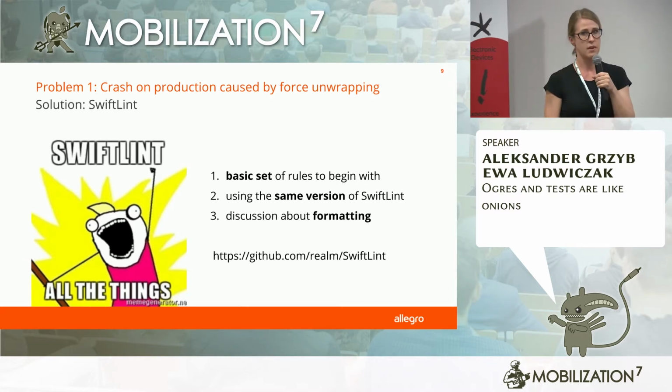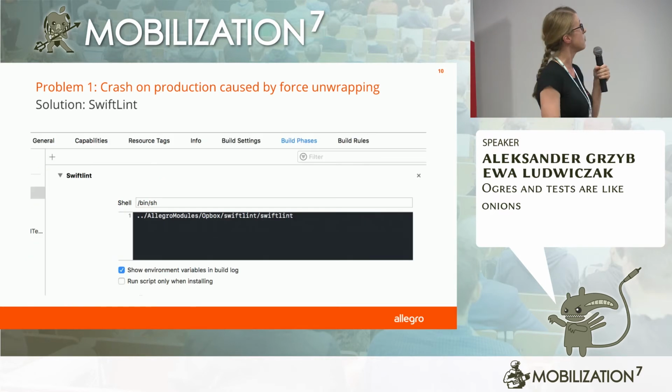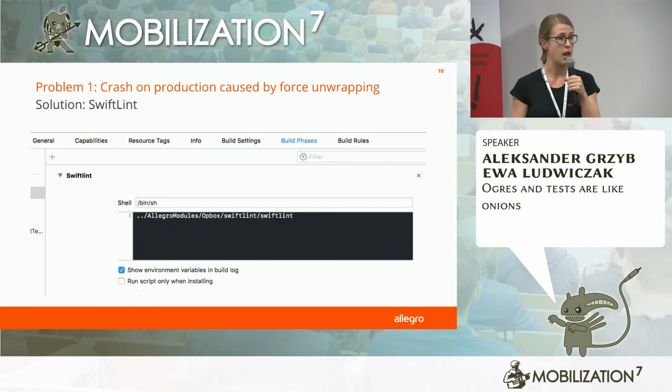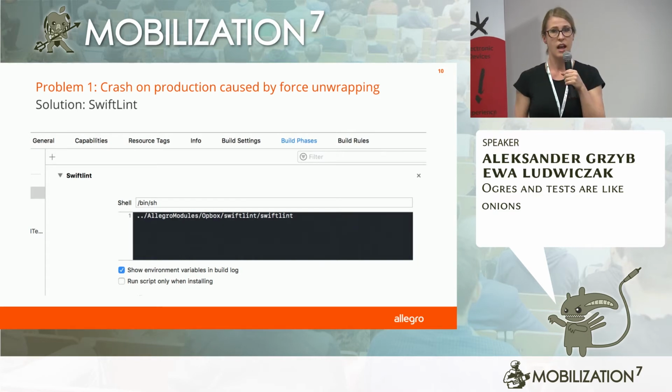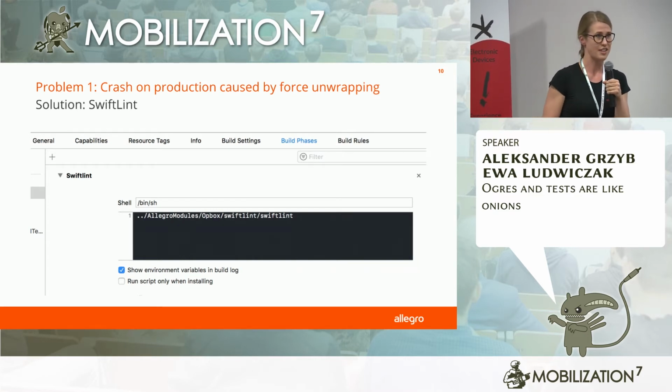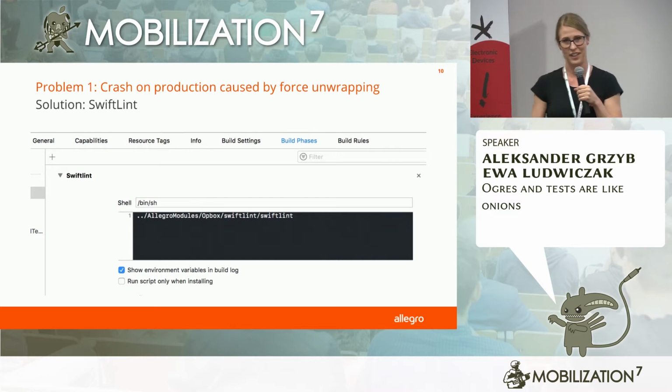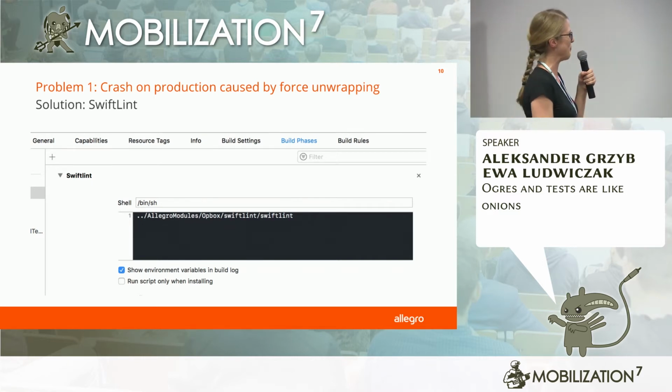We also use the same version of SwiftLint, which is put in our repo, so we don't have to download it manually. It also helps us to have the same version everywhere. We also had a really long discussion about autocorrection, but I think it's not the time for talking about this right now.